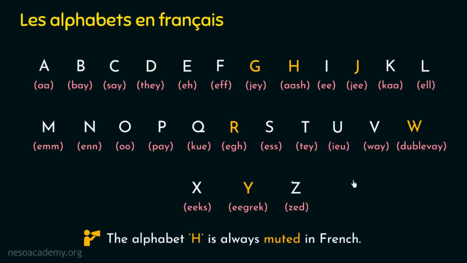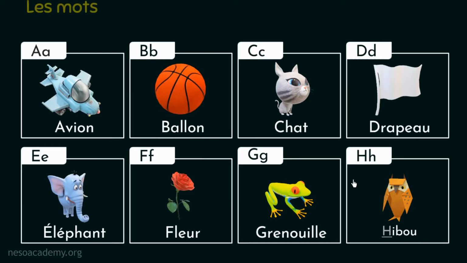Alright? So here we are done with the French alphabets and their pronunciations. And now let's move on to the words associated with each alphabet. So here we have our words, and in French we call it as les mots. Les mots. It means the words.